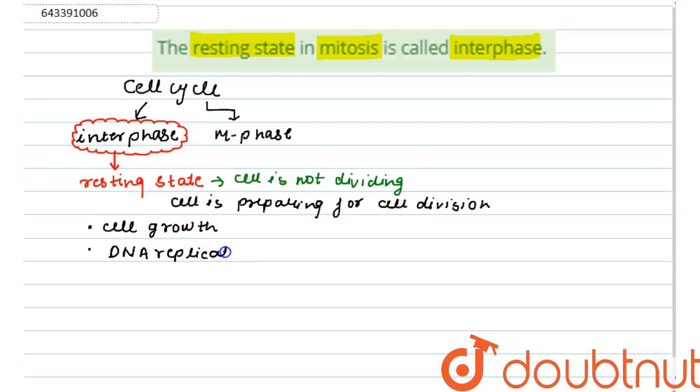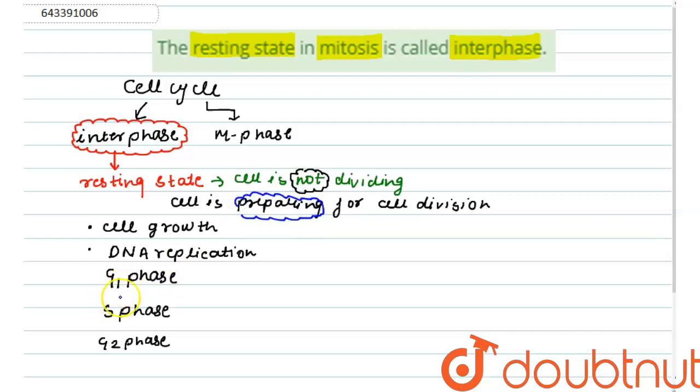These all events are making the cell prepare for the cell division, but the cell is actually not dividing. Again I am saying the cell is not dividing. Now this interphase is divided into three phases. First one is the G1 phase. Second one is your S phase, and last but not the least, it is G2 phase. Now what happens in these phases? In these three phases, G1, S and G2, the cell prepares for cell division.